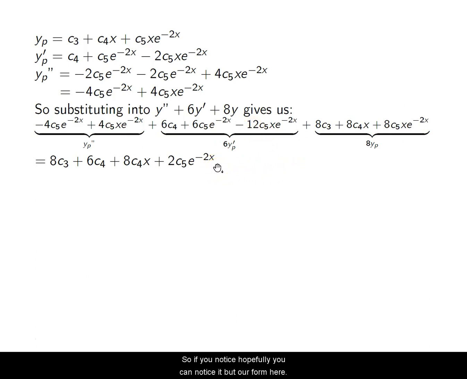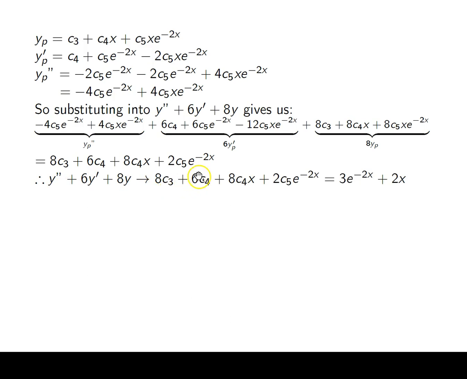If you notice, hopefully you kind of notice this, but our form here should take on a very similar form to what my solution looks like for g of x, right? So my equation implies that this answer I got is equal to my g of x. I just set them equal to each other, and then I can start equating coefficients. 8c3 and 6c4, those constants, don't show up over here at all, so that has to add to 0.